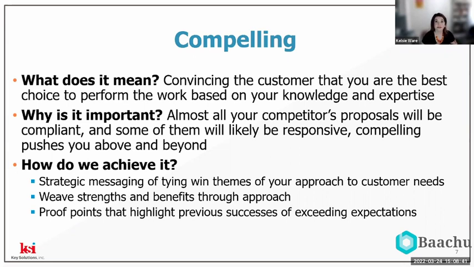The best way to achieve compelling content in your proposal is always ensuring that your strategic messaging within your approach ties your win themes to the customer needs. You should be developing those win themes at the beginning of your proposal development cycle, and then don't just leave them on the table. Make sure you're taking those win themes with you through every single step. So if you're developing new content, address that win theme. If you're reviewing old content, still use those win themes, make sure that you're still hitting those win themes and checking those boxes. Also make sure you're weaving your strengths and benefits through your approach.